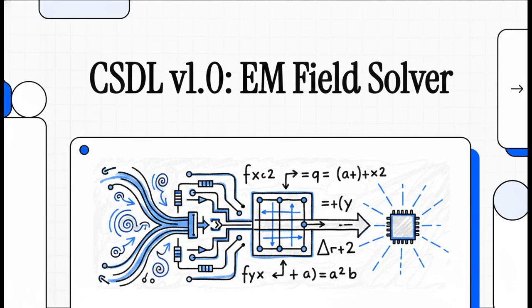Welcome. Today we're diving straight into a profound frontier in both physics and engineering. We're talking about CSDL v1.0, the Configurational Computing System Design Language. But here's the thing. We aren't just looking at this as your standard control language. We're actually anchoring it in one of the most rigorously verified frameworks we have in physics, which is classical electromagnetism.